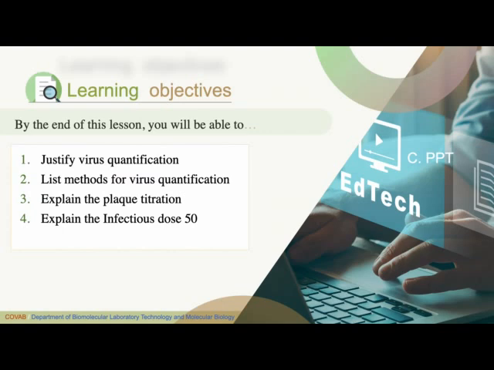The learning objectives for topic 3 are as follows. By the end of this lesson, you'll be able to, number 1, justify virus quantification. Number 2, list methods for virus quantification. Number 3, explain the plaque titration. Number 4, explain the infectious dose 50. In this second series of topic 3, we are going to concentrate on objective 3. Explain the plaque titration.